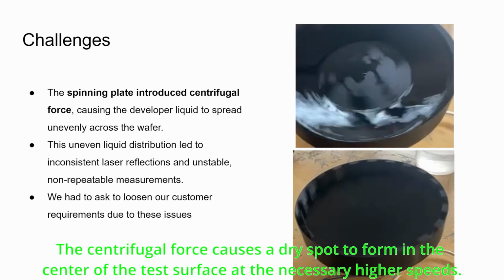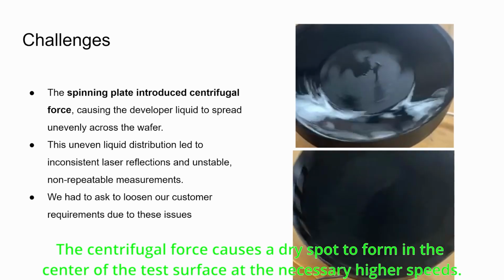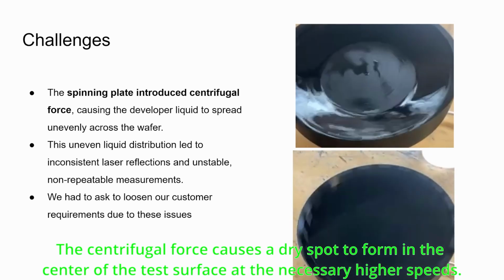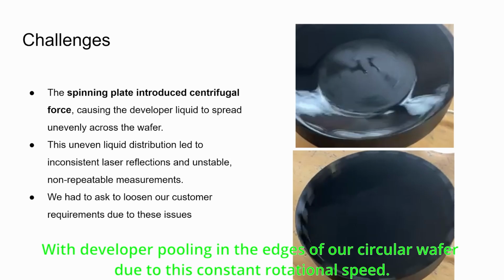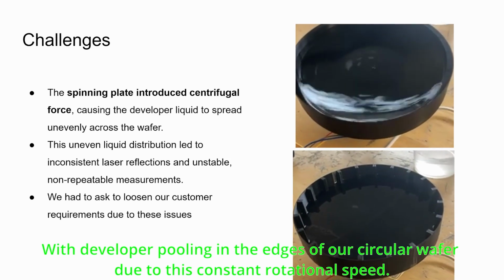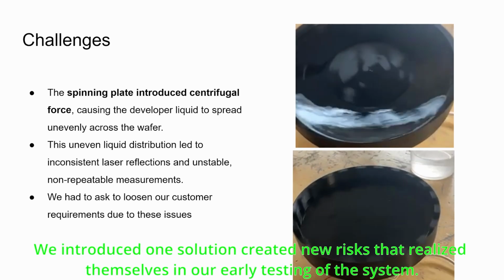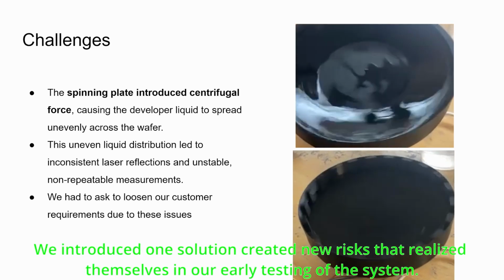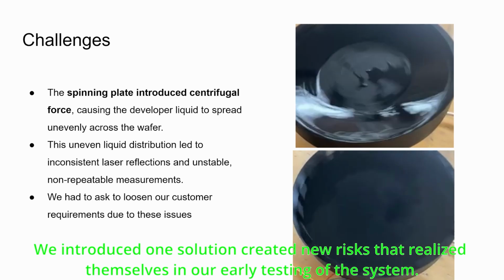The centrifugal forces caused a dry spot to form in the center of our test surface at the necessary higher speeds. With our developer pooling in the edges of our circular wafer due to this constant rotational speed, we introduced one solution, but that created new risks that realized themselves in our early testing.